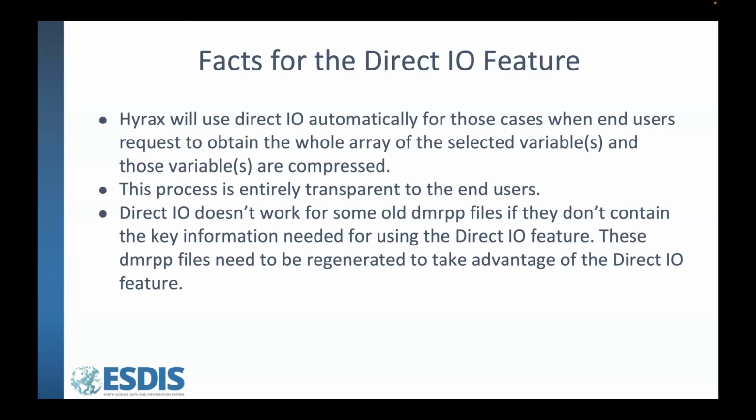But one thing I want to point out, direct IO doesn't work for some old NASA DMRPP files, because those files were generated years ago. They don't contain the key information needed for using this feature. So these DMRPP files need to be regenerated. I personally see there are many of those kinds of files distributed by NASA data centers. So if you really want to use direct IO, and you think this service is useful for your end users, unfortunately, the DMRPP files need to be regenerated.